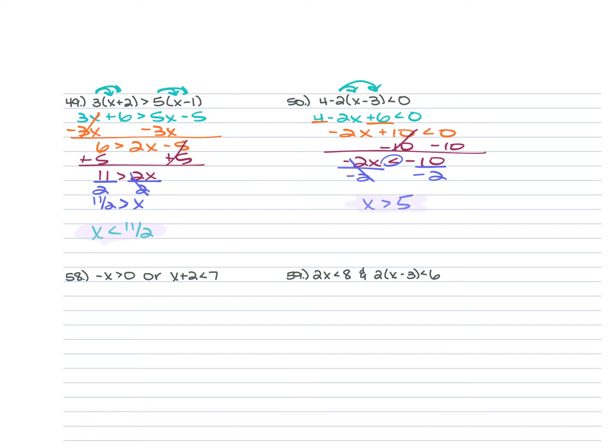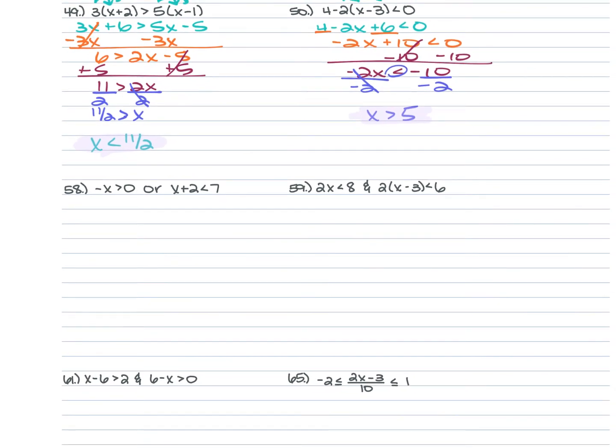Next, we're going to get into our and/or statements. Again, I don't care about the interval notation. Write this as inequalities. For 58, you have negative x is greater than 0 or x plus 2 is less than 7. For the negative x is greater than 0, solve that one first. What are we going to do first?